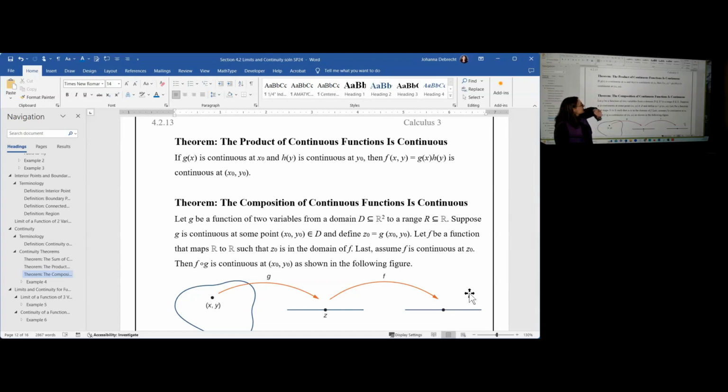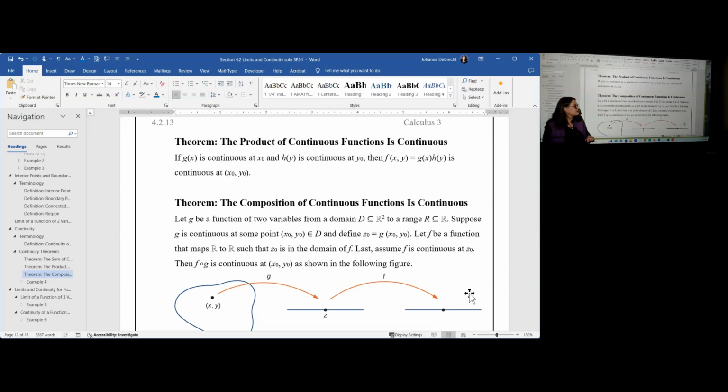Now, in this case, g of x times h of y is going to be continuous at x naught, y naught. That is, if g of x is continuous at x naught and h of y is continuous at y naught, then f of x y equal to g of x times h of y, so it becomes a function of both x and y, is continuous at x naught, y naught. Now notice that in the definition of this function, we had two functions of one variable, one of x, and one of y. If each of those is continuous, then their product, which is a function of multiple variables, is also continuous.